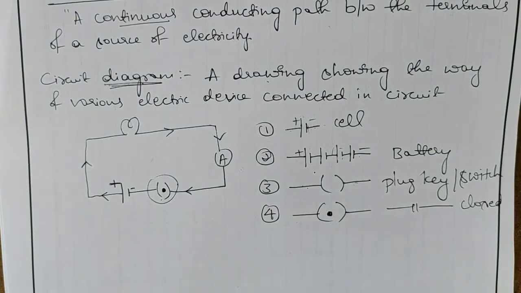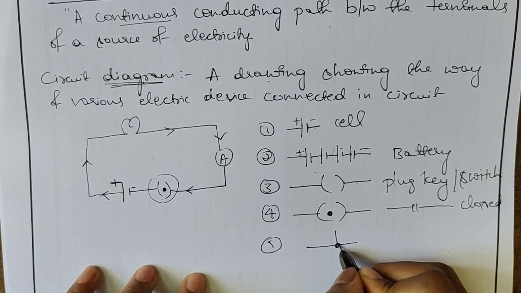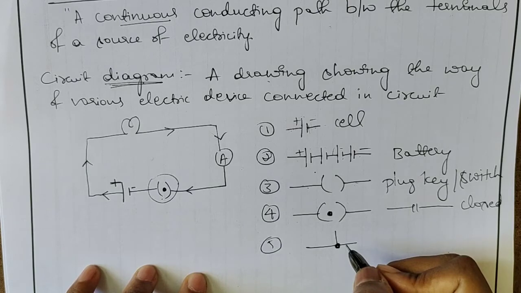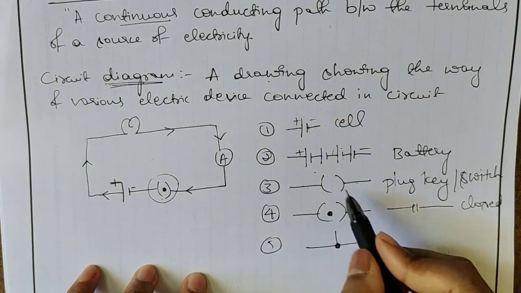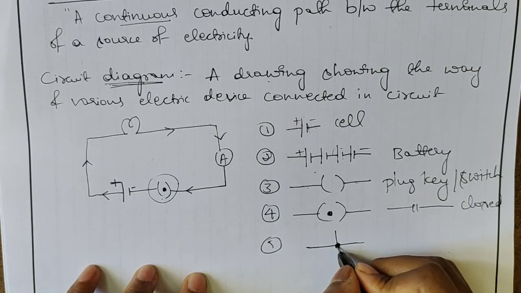Clear? So how many of you missed? 1, 2, 3, 4. And the next one is called wire joint. As I told, these are connecting wires, no? So whenever it is necessary, we need to join them.